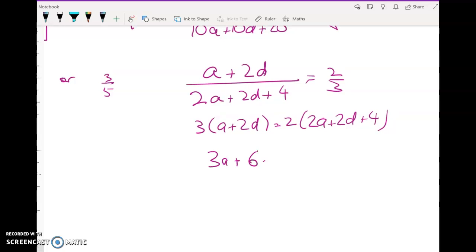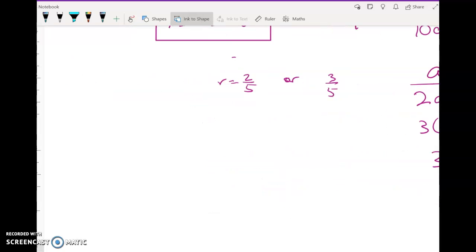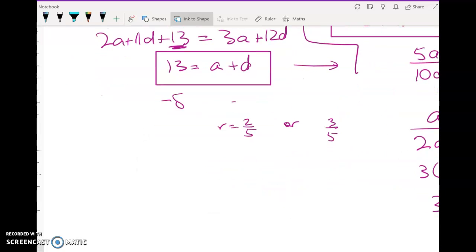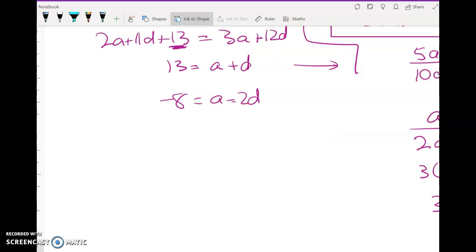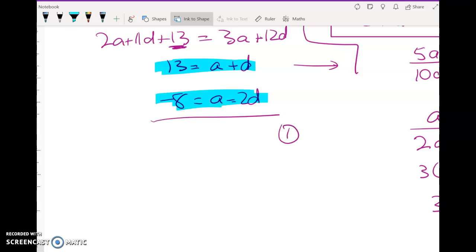3a plus 6d is equal to 4a plus 4d plus 8. Right, -8. I'm getting this in the same format as the other one, is equal to a minus 2d. We're going to take that and we're going to put it together with this one here. So -8 is equal to a minus 2d. Right, I'm going to label those equations 1 and 2. And I'm going to do equation 1, take away equation 2.